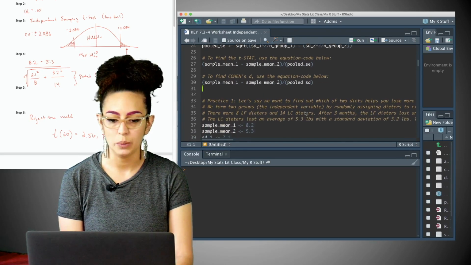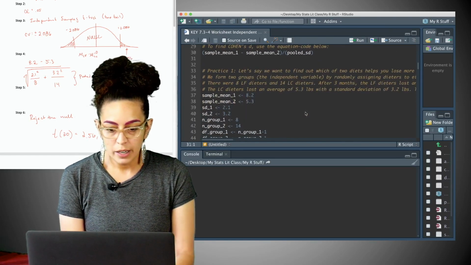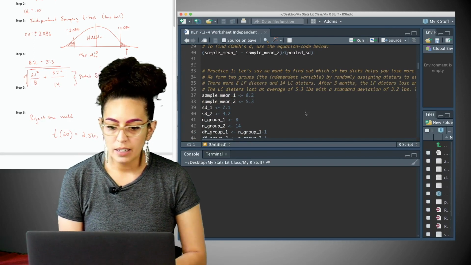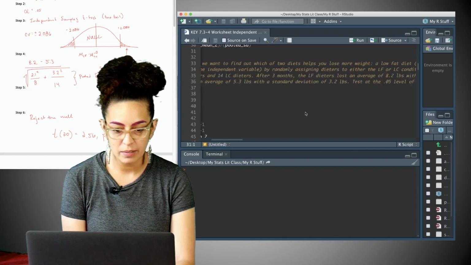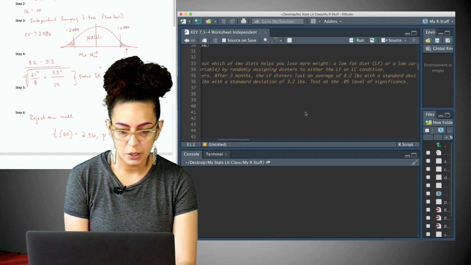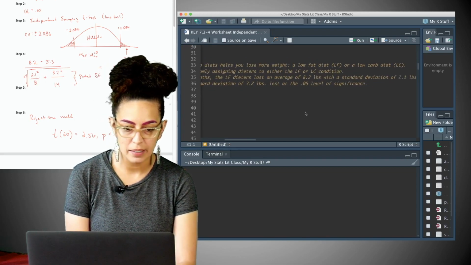Okay, let's get into it. We want to know about the dieting thing. We have 8 low fat, 14 low carb. Low carb have 3.5 pounds of weight loss. Standard deviation of 3.2, low fat, 2.8 pounds, standard deviation 2.1.